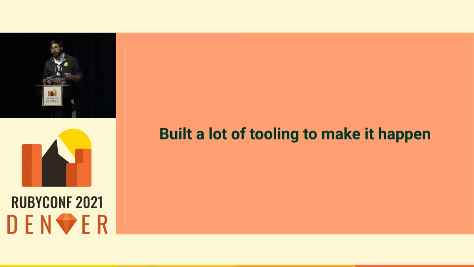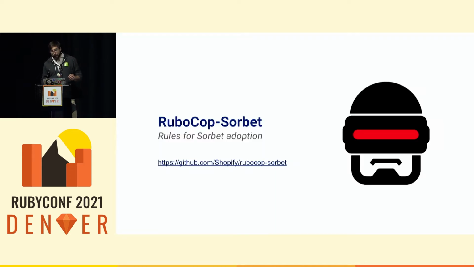But to make it possible for all the teams and all the developers to actually use Sorbet, we had to build a lot of tooling around Sorbet itself and contribute to Sorbet too. Just remember that when we started this journey in January 2019, Sorbet still had a lot of rough edges. So the first thing we did was creating RuboCop Sorbet, an open source set of rules for RuboCop that helps with Sorbet adoption.